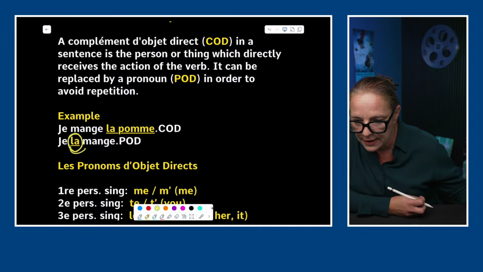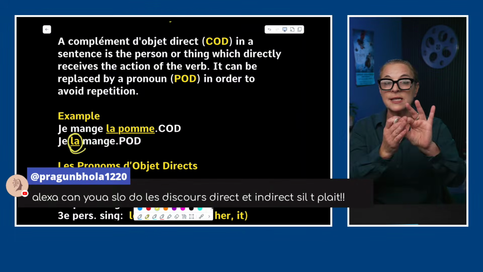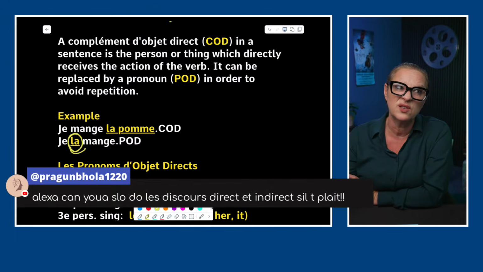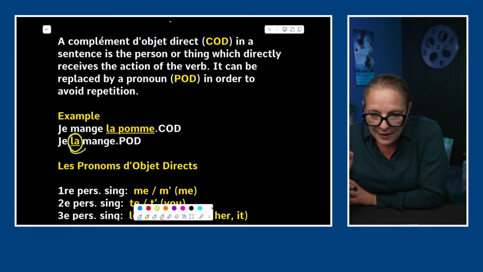Can you do les indirect, s'il te plaît? I am going to cover objet direct to start with, so you understand the meaning, the use of the indirect object pronoun, okay? I will in a minute.